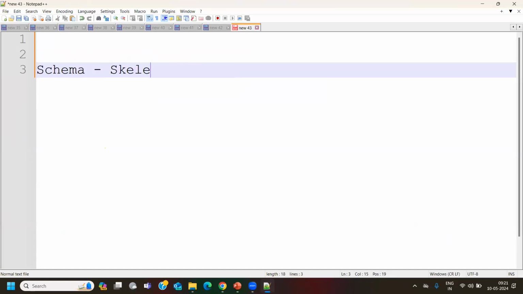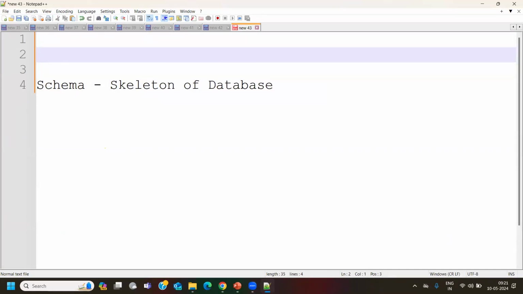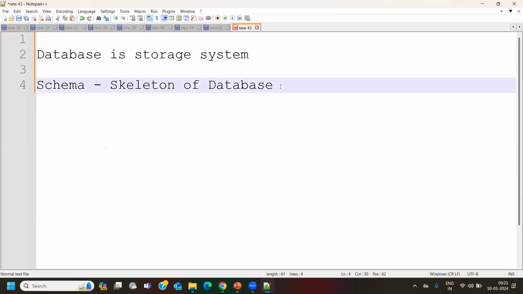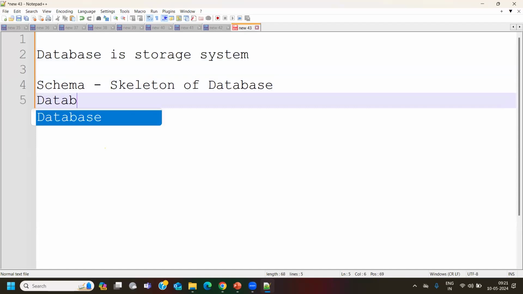Schema is nothing but your skeleton of database. Now, what do you mean by database? Database is nothing but your storage system. It's your storage system. In order to create a storage system, you have to first create a schema. Now, once the schema is created, database is created.